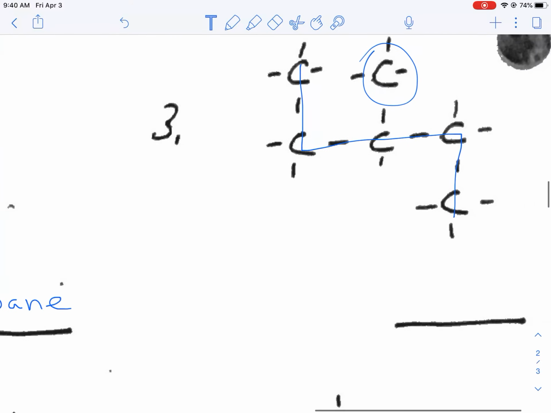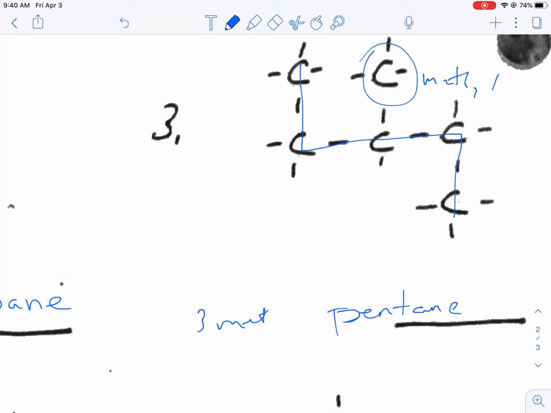Going to our next problem that's here. We're going to take a look, right? 1, 2, 3, 4, 5. 5 is pent. That's the name of the main chain. Pentane. All right, there is a methyl right here. All right, that methyl is hanging off of carbon 1, 2, 3. And that's where that one is.